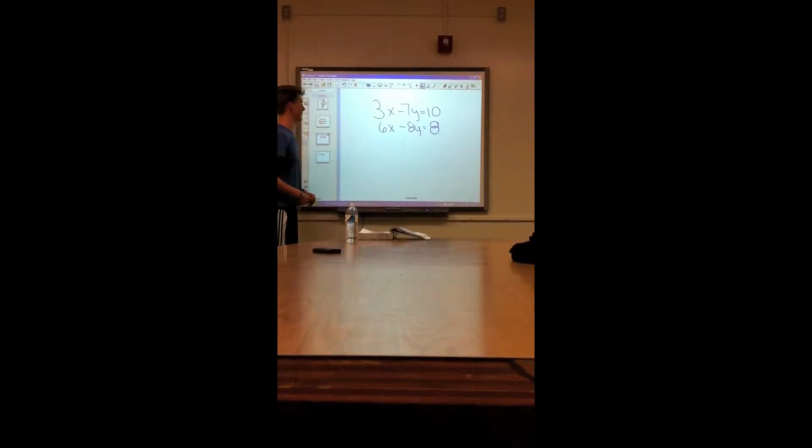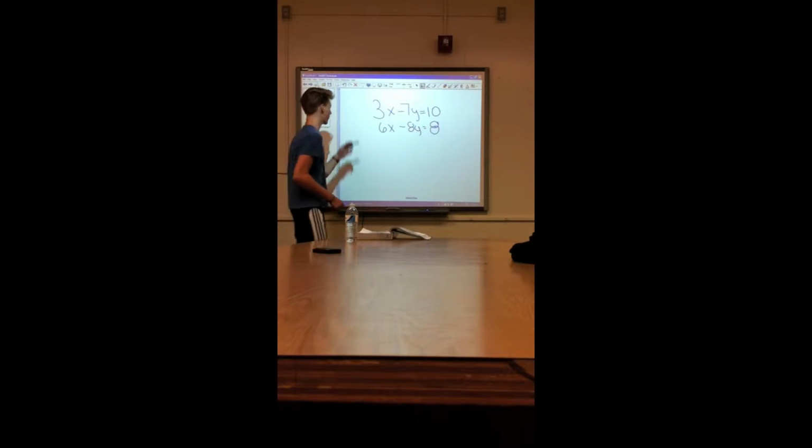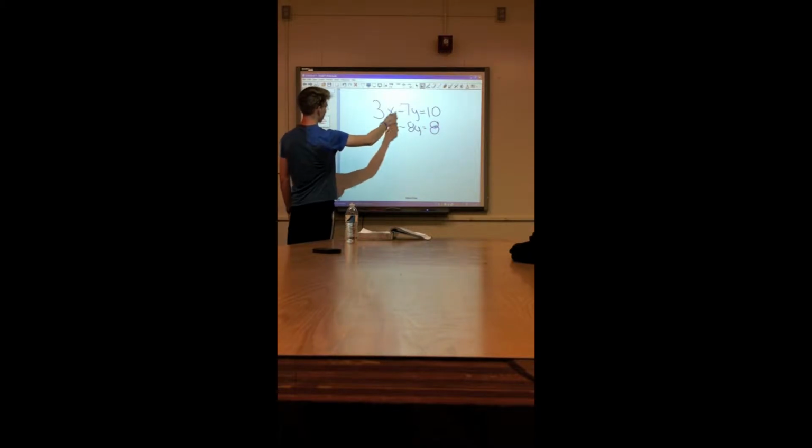Okay, I'm going to be doing the elimination method, and what I'm going to be doing is eliminate one of these to solve for a single variable. So I'm going to eliminate x to solve for y first. So we have positive 6x and positive 3x. And to eliminate these, we're going to multiply by negative 2, but we have to multiply everything by negative 2.